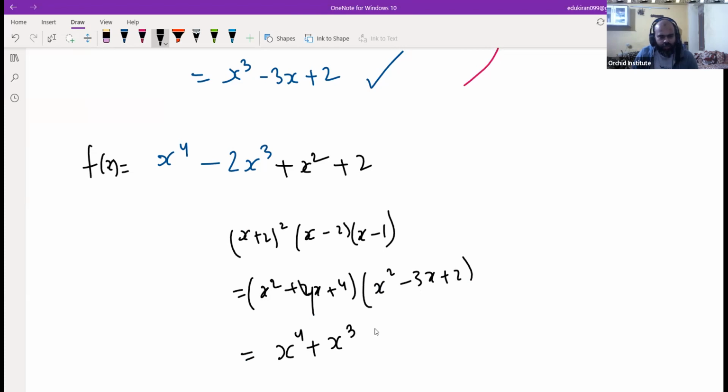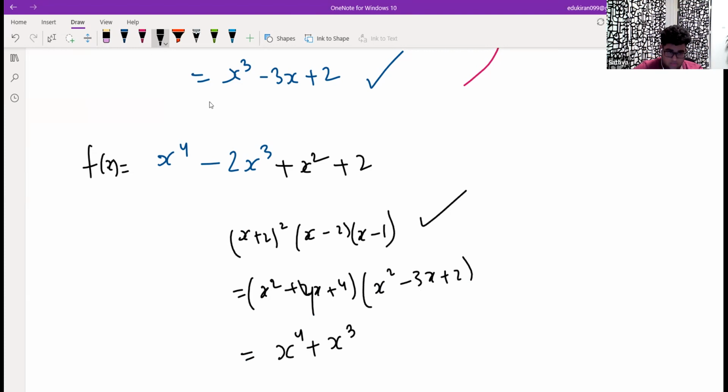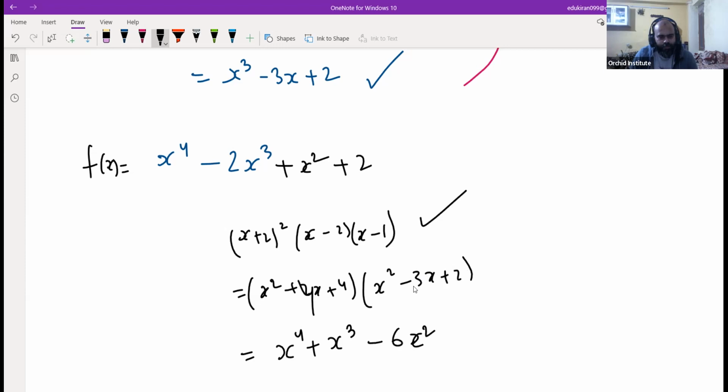So I think you may have made some calculation mistake. Have you started like this? So x square plus 4x plus 4, x square minus 3x plus 2. So x to the power 4 plus 4x cube minus 3x cube. That will be x cube. Then we have 4x square plus 2x square plus 6x square minus 12x square. So minus 6x square it will become. Then it will be minus 12x plus 8x minus 4x plus 8. This is what it is becoming.